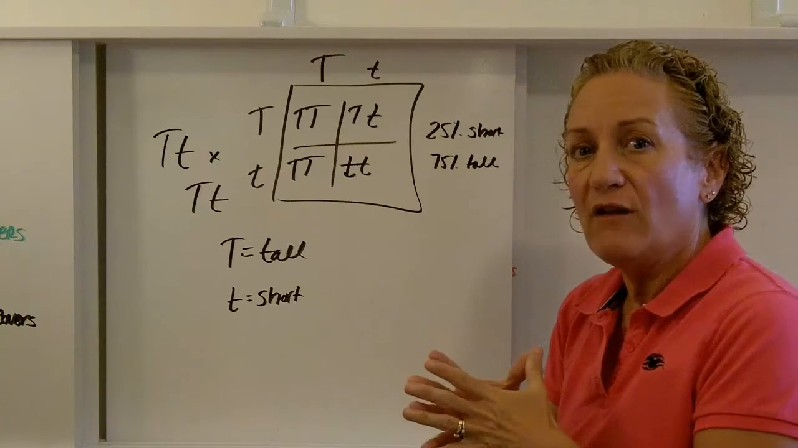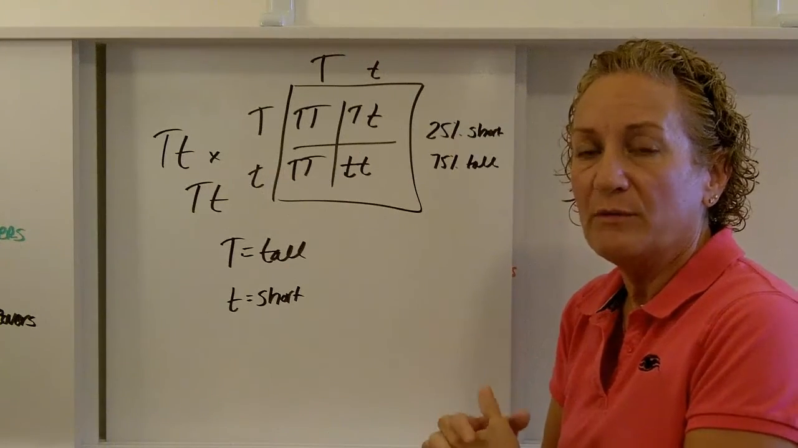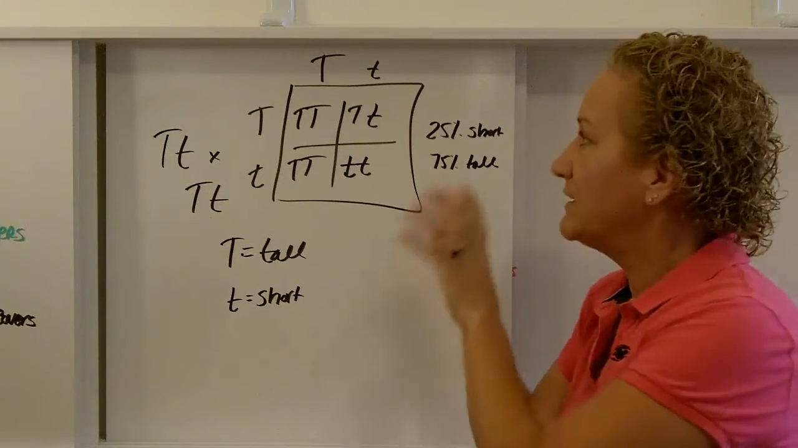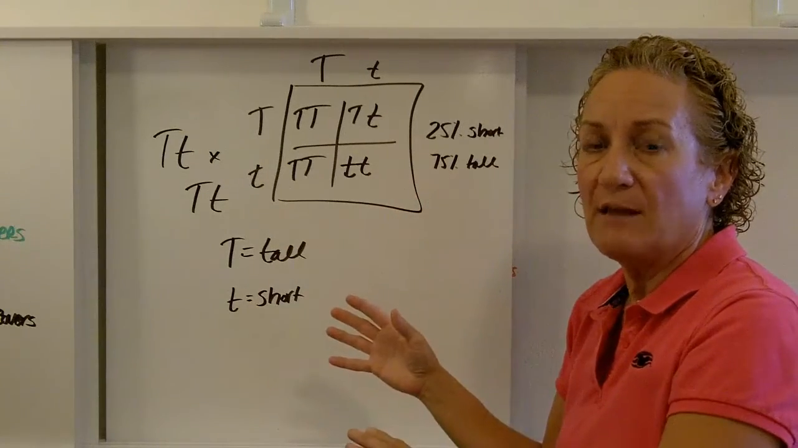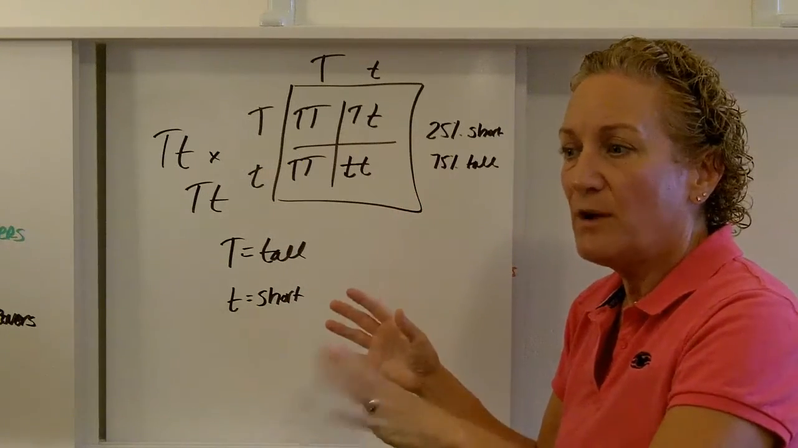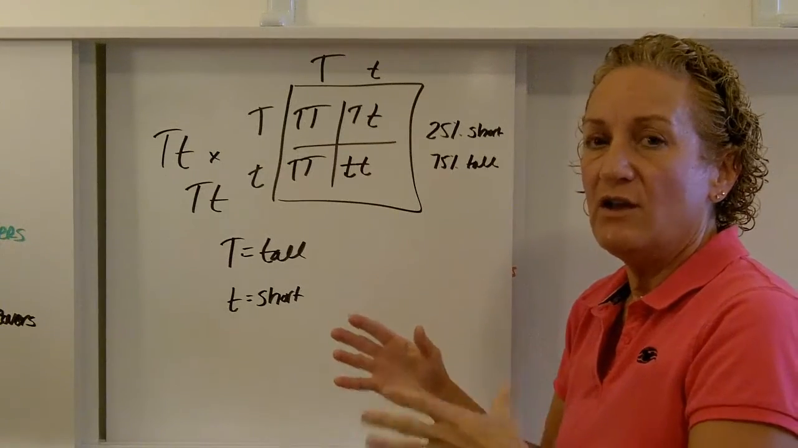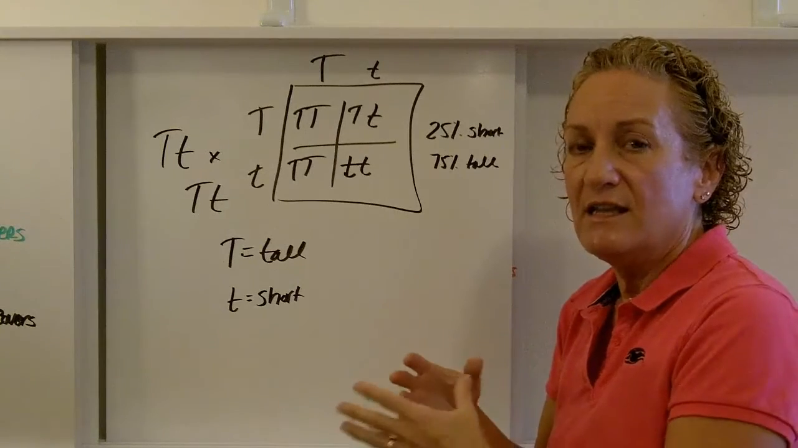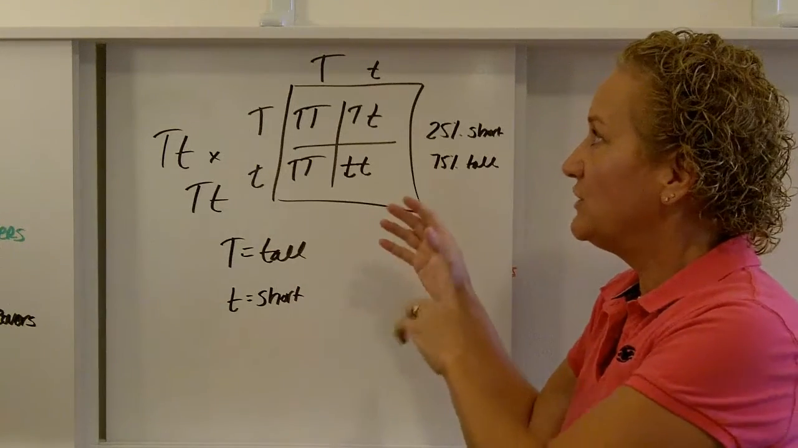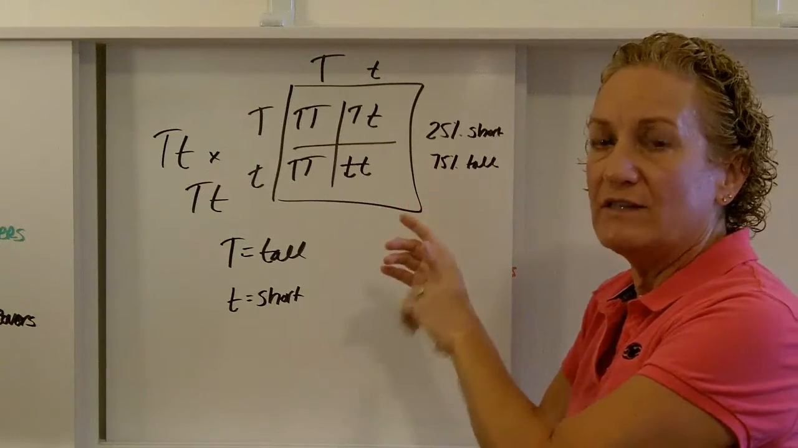Now, does that mean if you have 4 children, 3 will be tall and 1 will be short? No, absolutely not, because every single time you have offspring, this whole thing resets again. It's possible that 2 tall parents can have 20 short kids, or that 2 tall parents can have 100 tall kids. It resets every time, but this is just the ratio every single time.